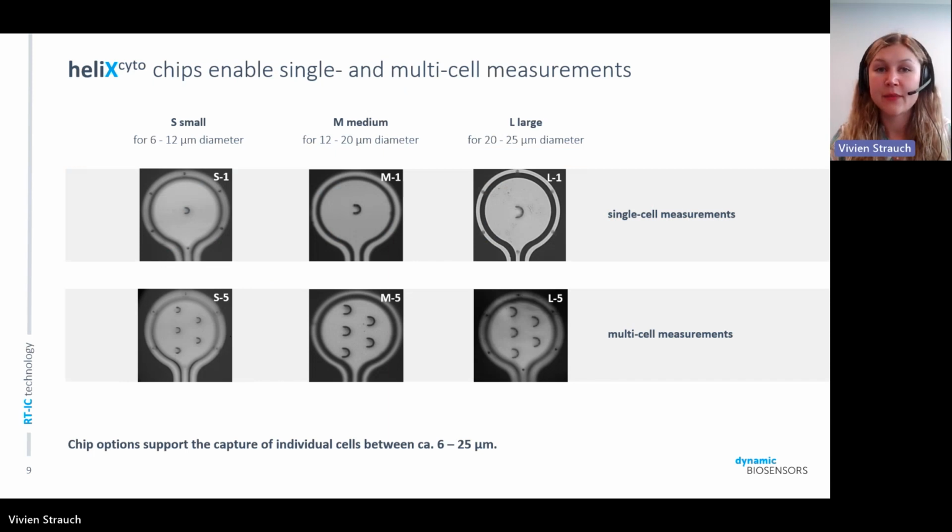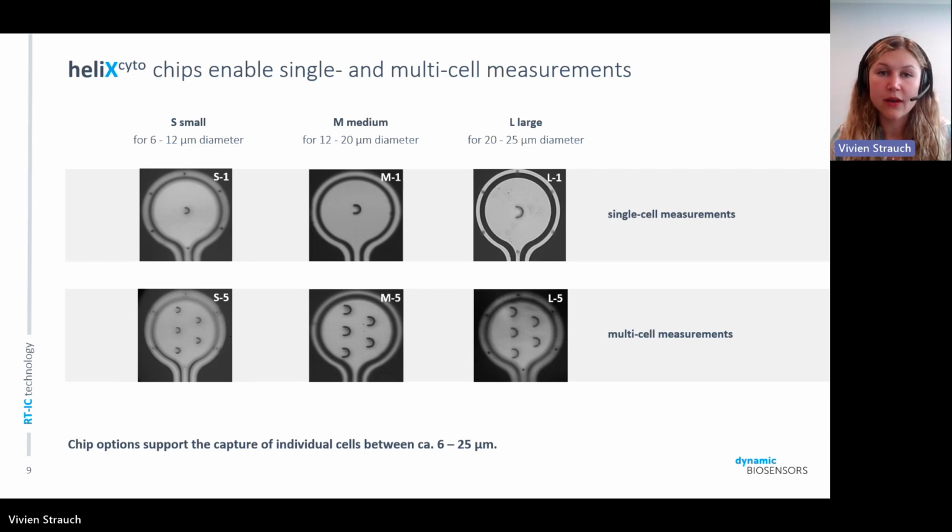These cell trap chips come in different variations. First of all, of course, different sizes to accommodate different sizes of cells. So we have small, medium, and large sized cell traps on the chips, but we also have a different amount of cell traps on the chips, either only one trap if you're interested in the single cell resolution of your measurement, or you can also get them with 5 traps on the surface if you're interested in multi-cell measurements.